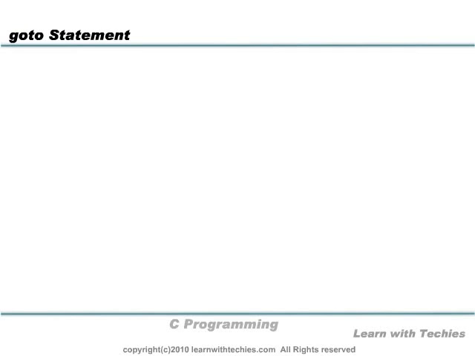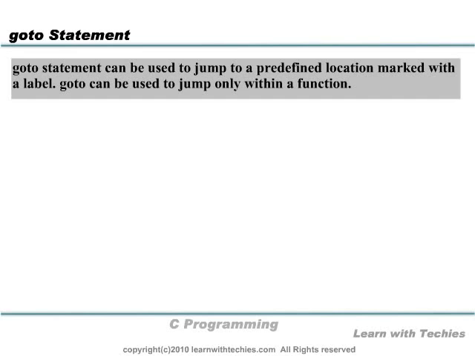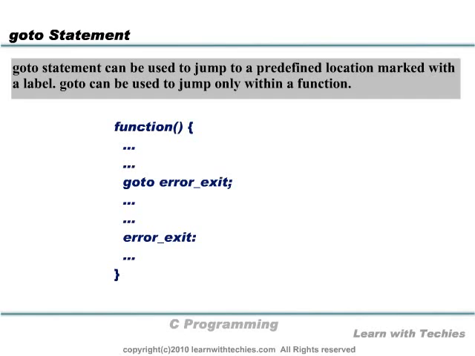Now let's look at the next type of control flow construct. It is goto keyword. A goto statement is a special keyword using which you can make the program control jump to a predefined location marked by a label. The scope of the label is only within a function, and hence a goto statement can jump only within a function. Here is a sample code, which shows the usage syntax of a goto statement.